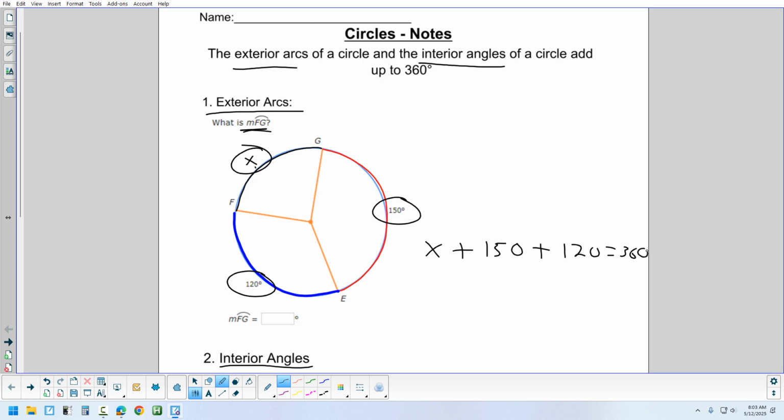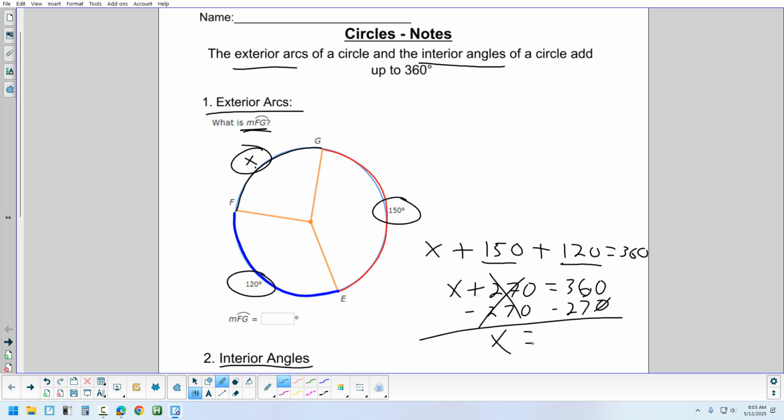When we combine like terms, what's 150 plus 120? 270. And now we've got one step left to solve for x, which is the size of that arc. How do we get that 270 on the other side? Subtract it from 360. Yep. So we're going to subtract it and subtract it. And that's gone. And then we can just type in 360 minus 270.